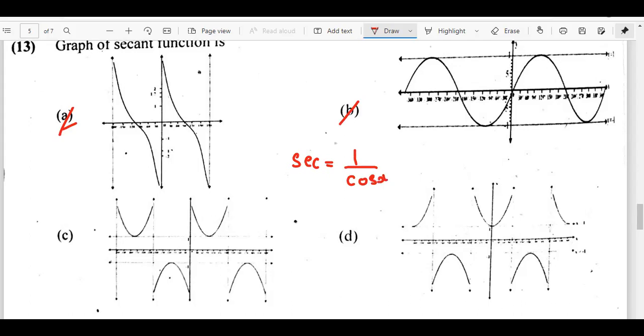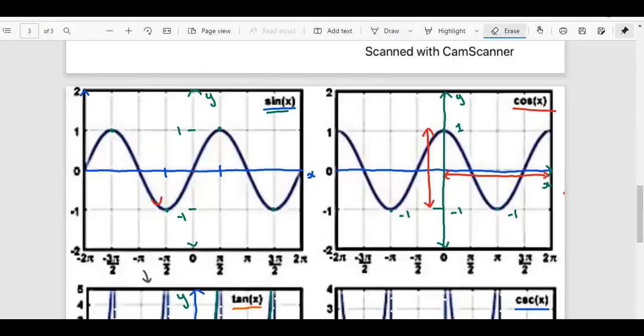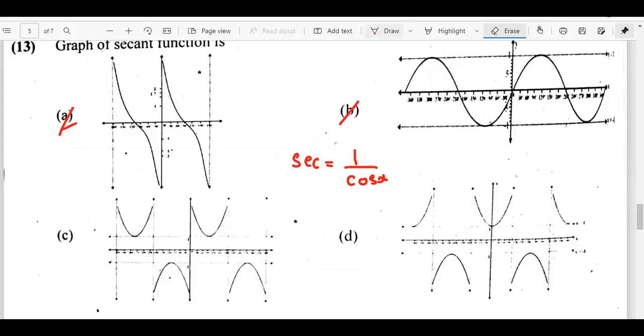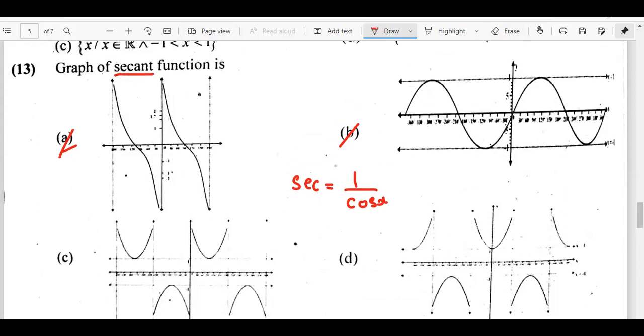Yes, ma'am. Right, Saad? Do you know this? Yes, ma'am. Okay, perfect. So basically, we have all these trigonometric functions; sine, cos, and tan are good. For cot, you need to know we do 1 over tan x. For secant, we do 1 over cos x. And for cosecant, we do 1 over sine x. So at the moment, we are talking about secant function, and we know it is 1 over cos x.